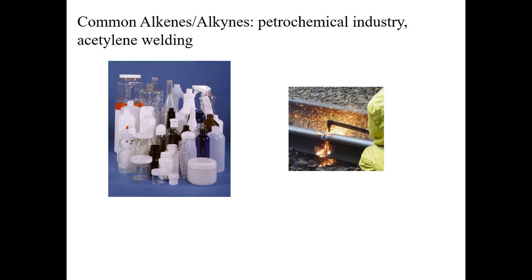So common alkenes and alkynes: petrochemical industry, so plastics, for example, like it's showing in this picture here, and welding, the acetylene torch for welding that it's showing in this picture here. I did the alkenes. Let me just do 2 alkynes, like we're seeing with this picture here. So an alkyne, this is where we're going to have a triple bond. So we might have something like this.